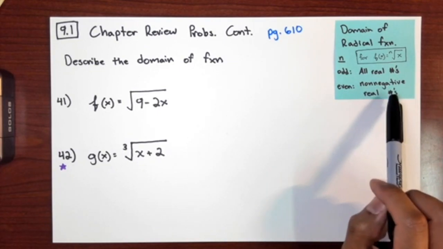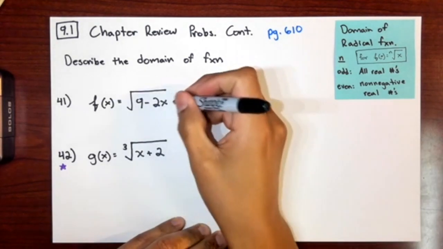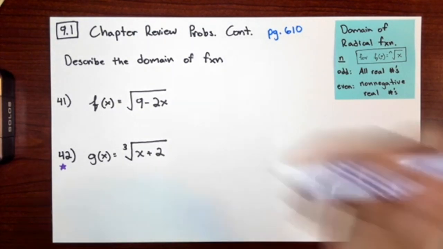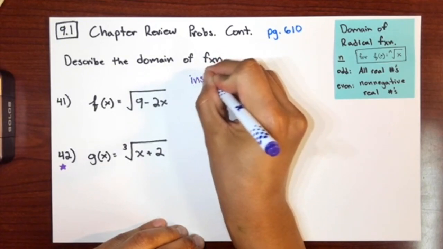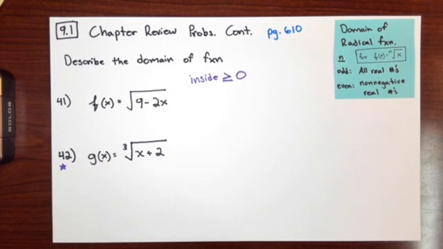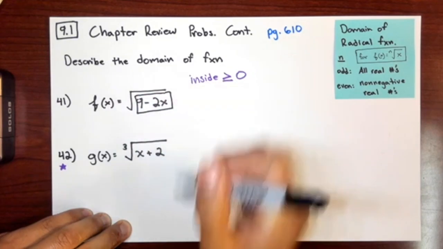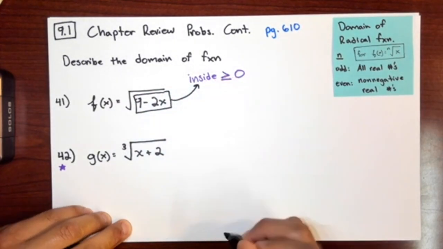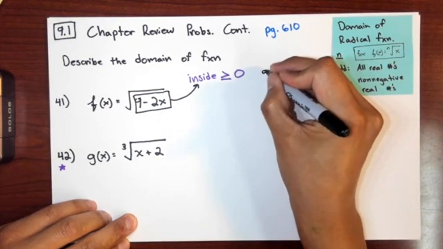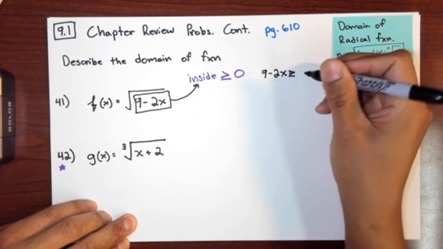X can be non-negative real numbers, so all the way up to 0. Basically, what you're saying is that what is inside has to be greater than or equal to 0, okay? It just cannot be negative. It can't be less than 0. It can be 0, okay? So how do we find the domain of the function? Very, very simple. You're just going to take whatever you have inside and plug it into that. So we're going to rewrite that as 9 minus 2x is greater than or equal to 0.